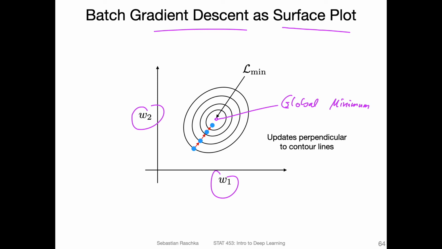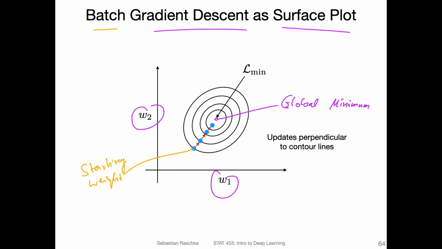Now suppose we start with a weight here. Let's say this is our starting weight. And the lines here, these contours indicate how large the loss is. So of course, the closer you get to the local minimum, the smaller the loss. And that's where we want to get at. We want to get to the global minimum.